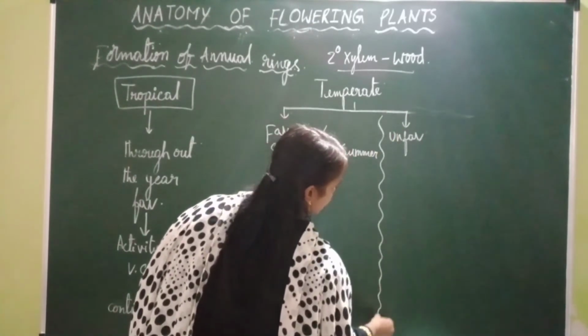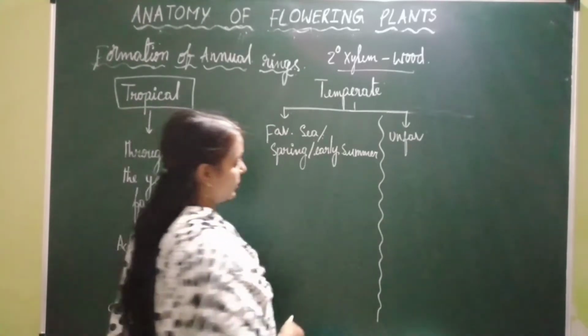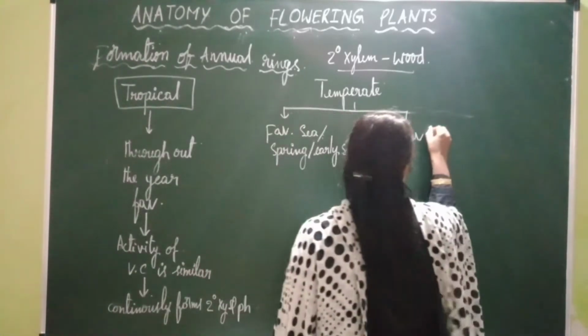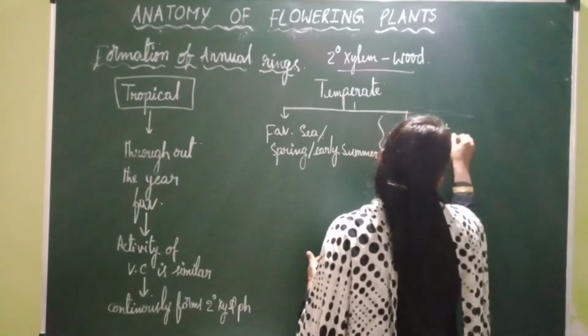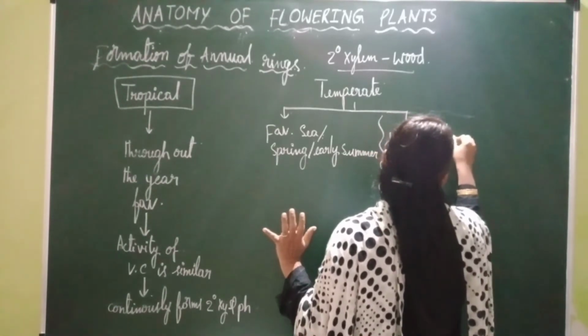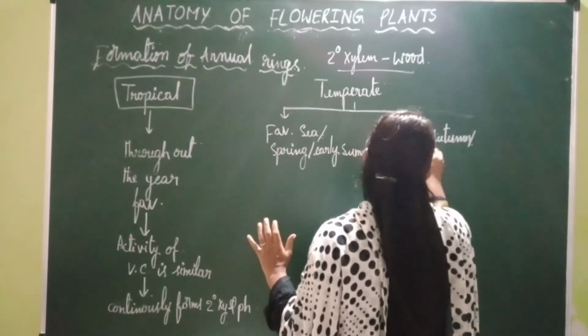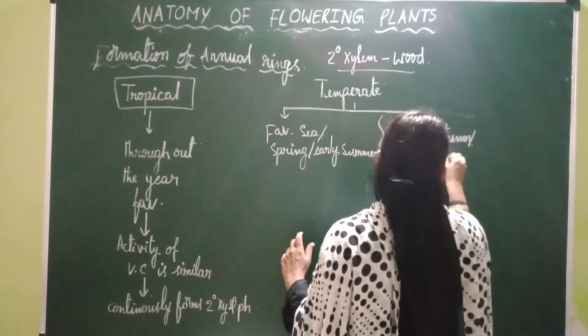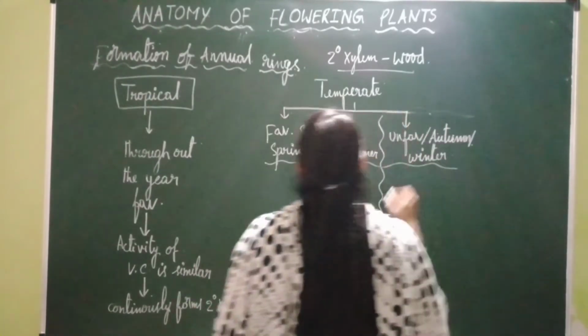Next, unfavorable season is the season which is unfavorable for the growth of plants. So it is autumn season or winter, which is also called the late growing season, right?